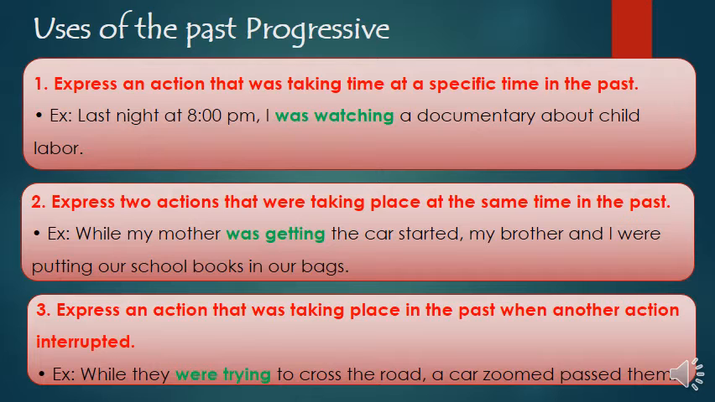The third use is to express an action that was taking place in the past when another action interrupted. It means one action was taking place in the past and another action interrupted it. But this means that both actions happened in the past, but one of them interrupted the other. So while they were trying to cross the road, a car zoomed past them. Okay? So they were trying to cross, a car zoomed past them. So which one happened first? They were trying to cross. So the action that happens first takes the progressive tense.